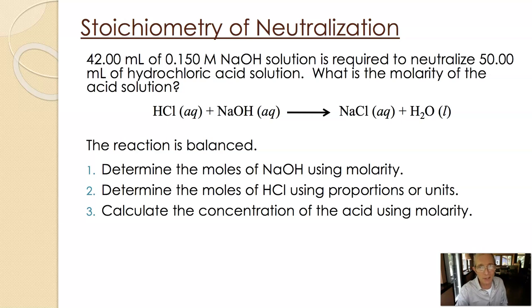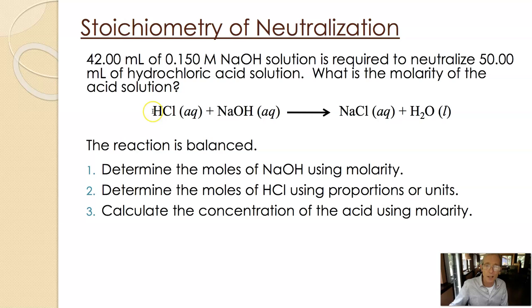So here's a titration here. We've got 42 milliliters of a 0.15 molar NaOH solution neutralized 50 milliliters of a hydrochloric acid solution. We don't know the concentration of the acid. That's the whole point of doing the titration. So we want to know what the molarity is. So here's our reaction. You've got to have the reaction, right? And it's a balanced reaction, right?